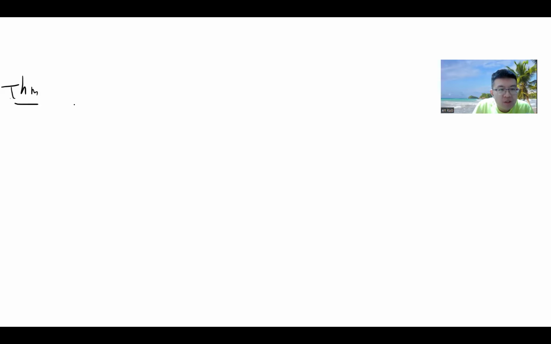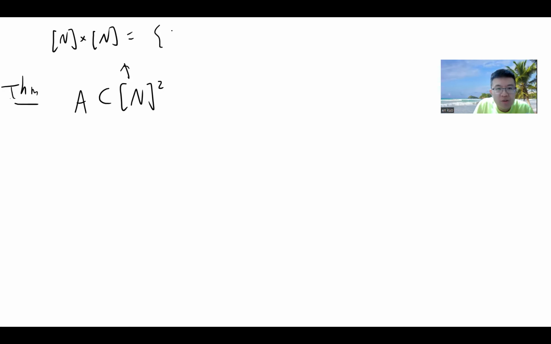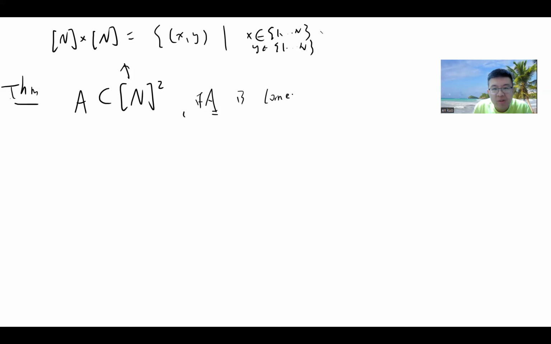So A is, let's say, a subset of the n by n grid. This is just n times n, so it is basically a tuple (x, y), where x belongs to 1 to n and y also belongs to 1 to n. You take a subset of this grid, call it A. If A is corner free, and I will explain what corner means, then the size of A must be little o of n squared.